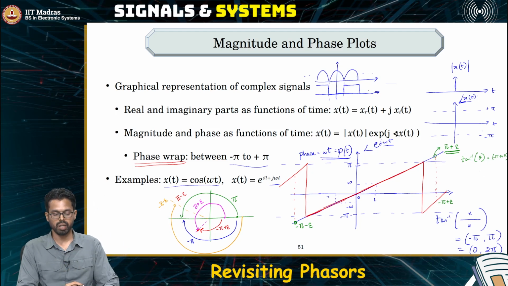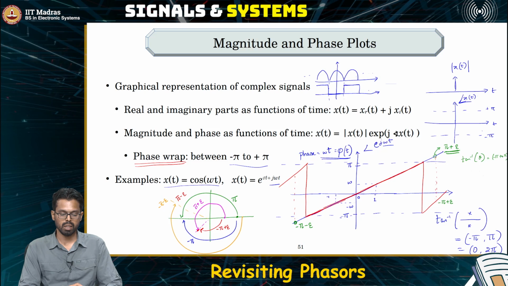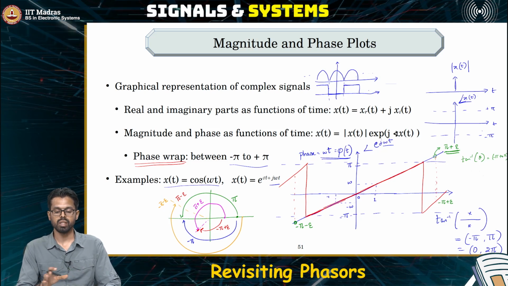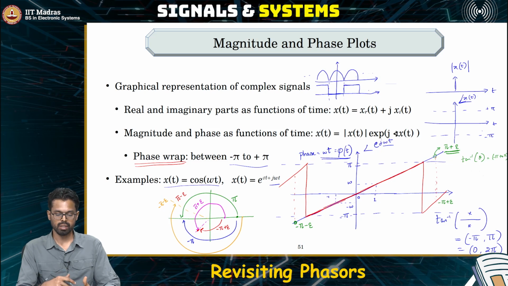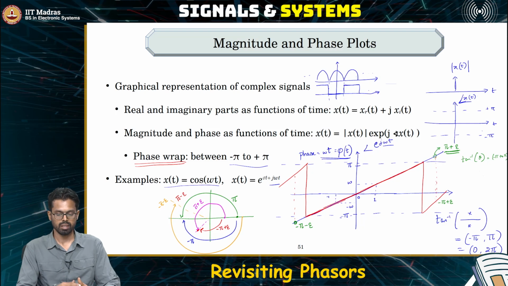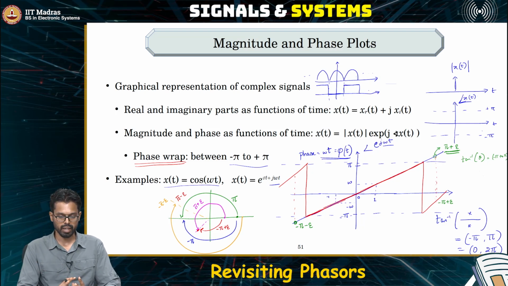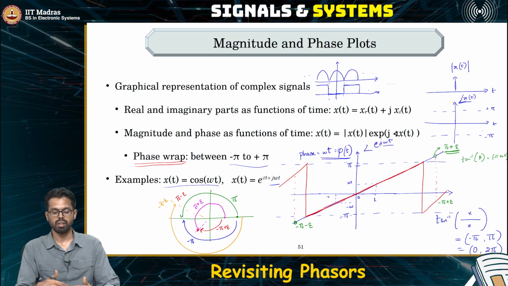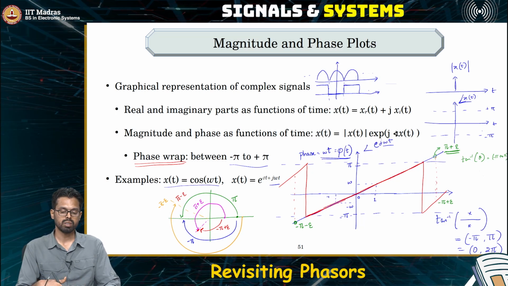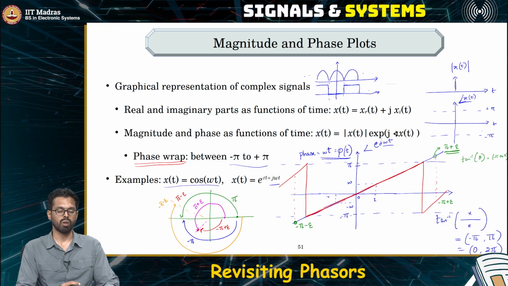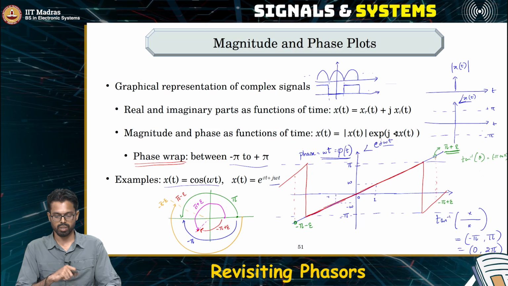You have to keep this in mind when you plot the magnitude and phase plots of real valued signals. Real valued signals will always have a phase of either 0 or pi, essentially telling you whether the sign of the signal is positive or negative. Whenever the signal is negative, the phase will take a value of pi. Whenever the signal is positive, the phase will take a value of 0. So this is how we have to plot the magnitude and phase plot of real valued signals. This we have to keep in mind.